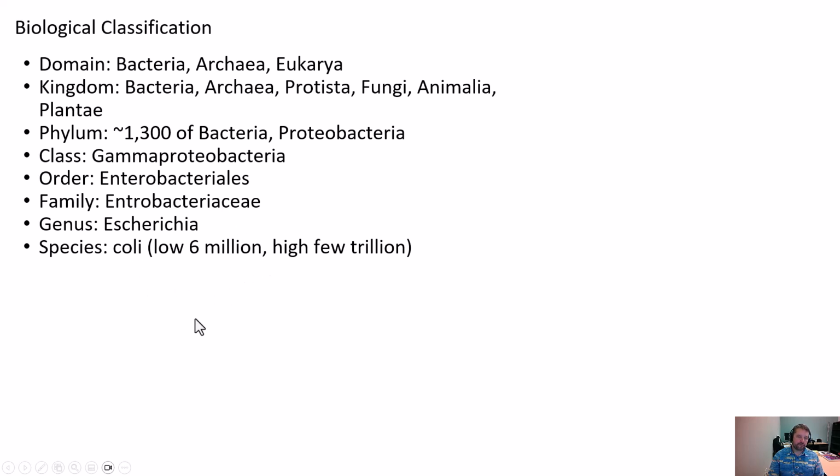Some of the lower estimates say there are about 6 million species on the planet, and some of the higher estimates, and this is a really high estimate, say there are a few trillion species on the planet. When it's said and done, I think bacteria and archaea will probably be the most species-rich groups, and that shouldn't be a surprise to very many people when we start talking about the evolution of these species.